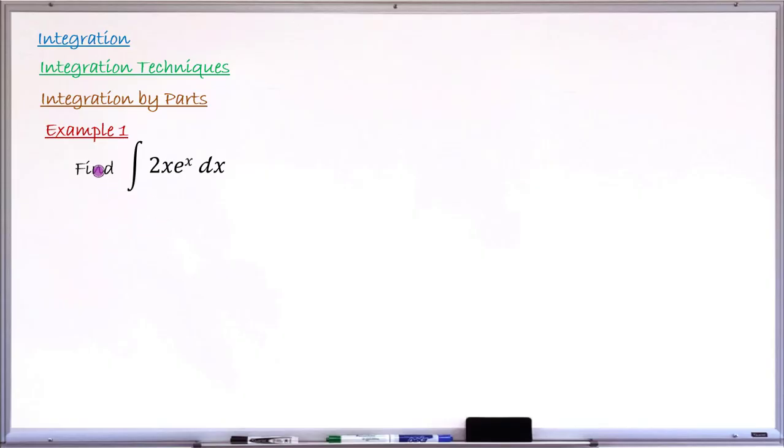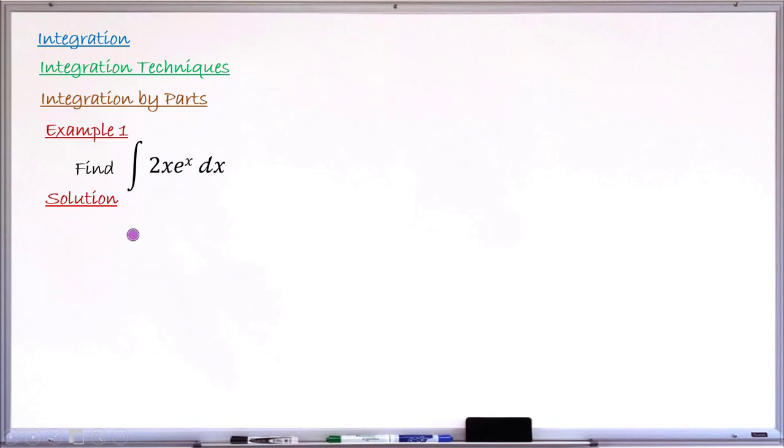Example number one, the question says find the integral of 2x e raised to x dx. Solution to this very problem. Looking at this function critically, I can see that 2x can be one function, and e raised to x can be another function. So in short, the entire function can be a product of two other functions. That makes me think that I can now employ integration by parts to find the integral of these functions.